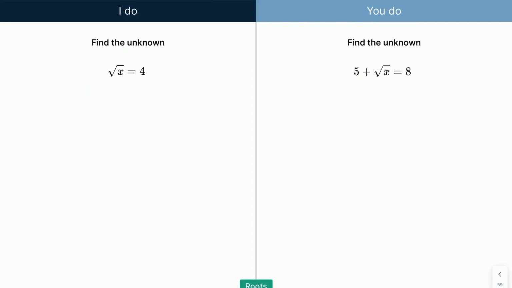Now moving on, so we have a square root here. So we want to get x on its own, but x is being square rooted. Now the opposite of square root is square, so that means x is equal to 4 squared, which is equal to 16.